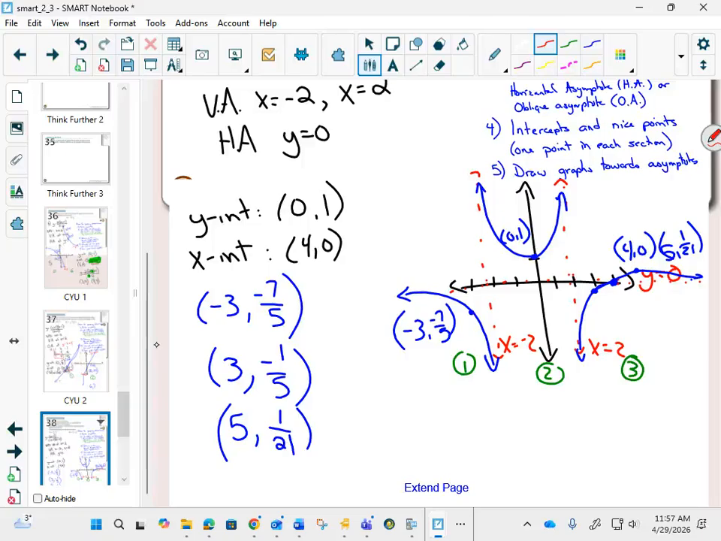A couple of things that we can use from other units. The x-intercept of 4 had a multiplicity of 1, so we would know the graph has to go through it, not bounce off of it. We'll see that come up in these units as well.